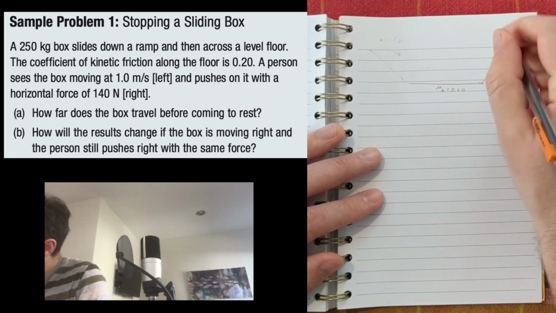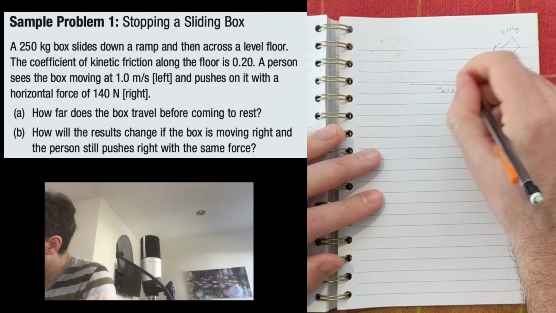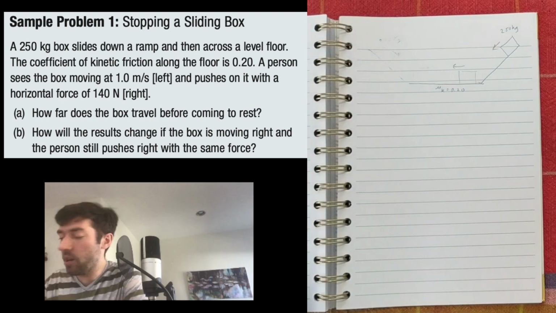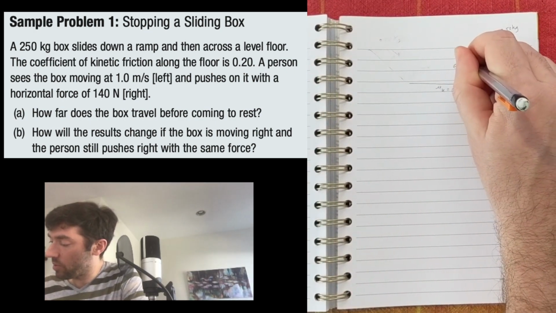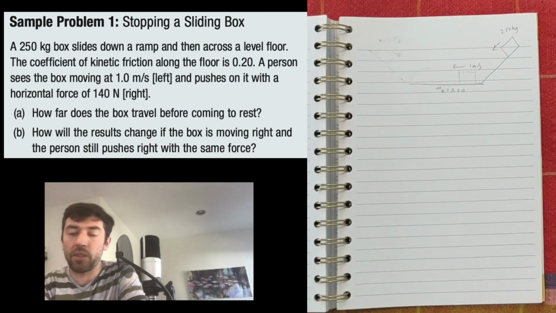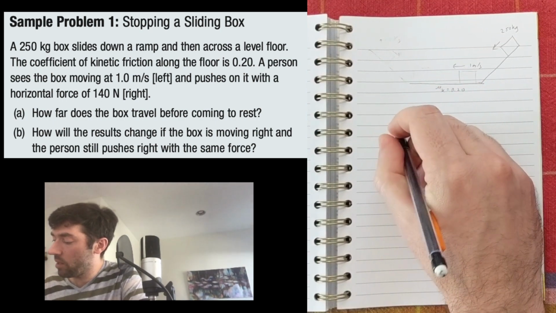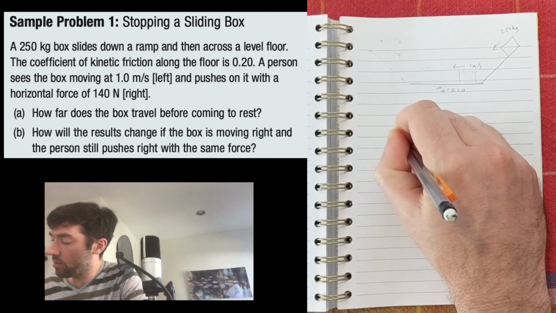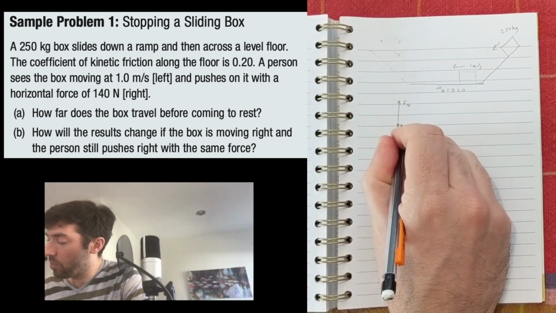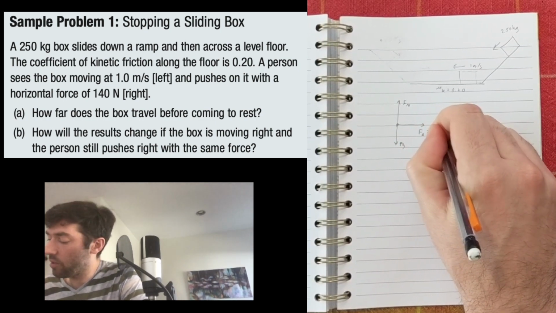250 kilograms comes down the ramp. Later on, moves to the left. All right. A person sees the box moving at 1 meter per second to the left and pushes on it with a horizontal force of 140 newtons to the right. So let's draw a free body diagram. So we have Fg, Fn. These are equal. We have a person pushing on the box. That's the applied force, and that is 140 newtons.